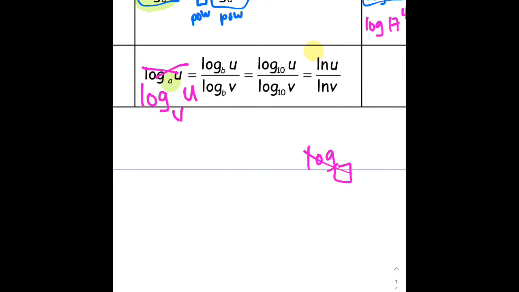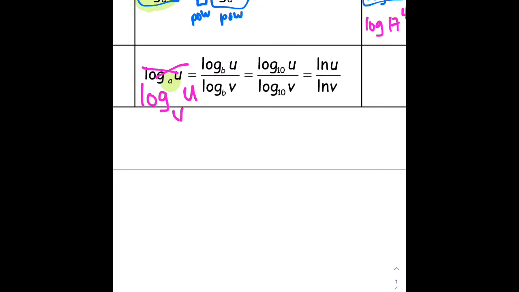But let's say you don't have that log key. You have a scientific calculator. If you have a scientific calculator, that's what change of base is for. And I feel like change of base comes up in a future problem. I'm sorry that I couldn't put the nail on the head, but this is still helpful information to know.